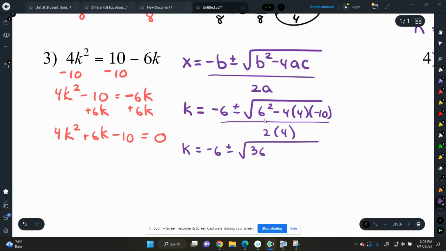Is it going to be minus or plus? Plus. Why is it plus? Yeah, it's a negative and a negative. So plus, say 4 times 4 is 16. 16 times 10 is 160, over 8.